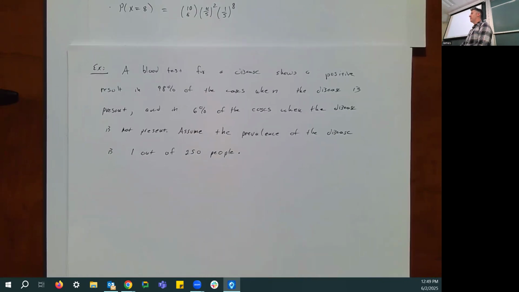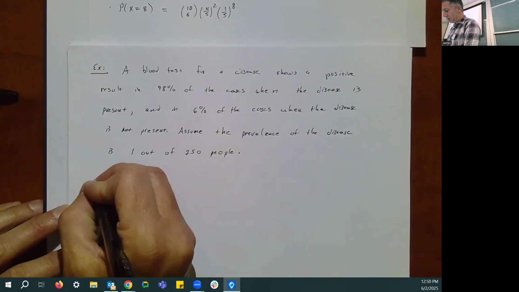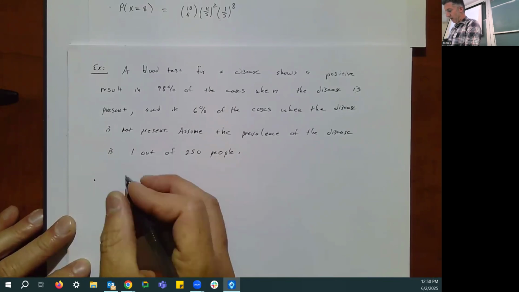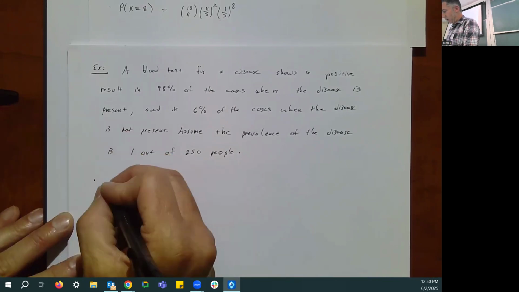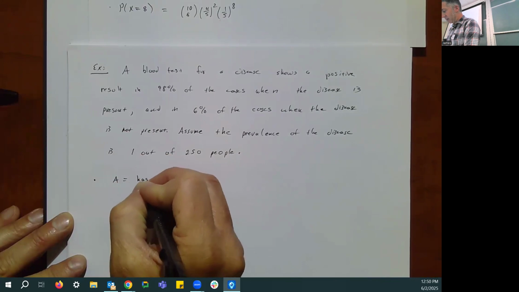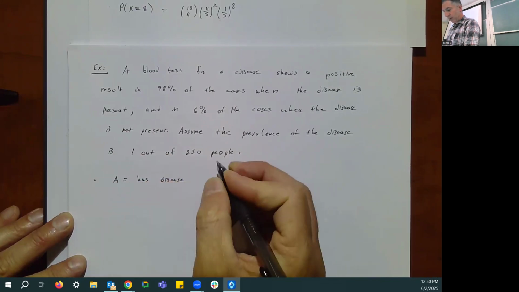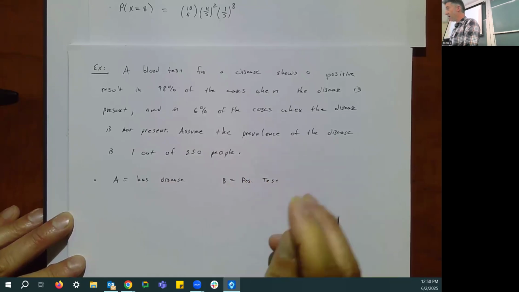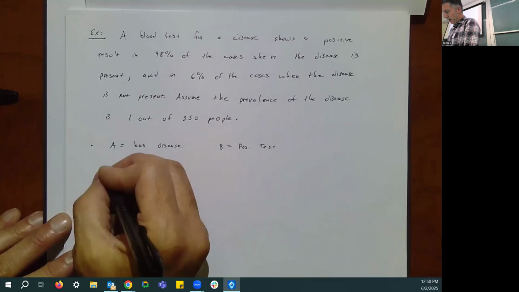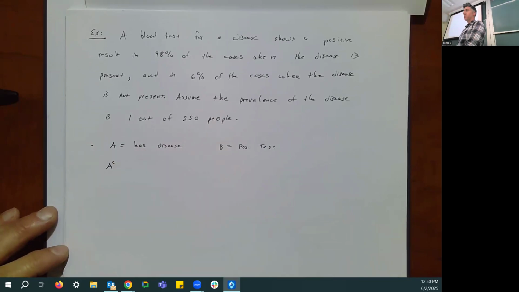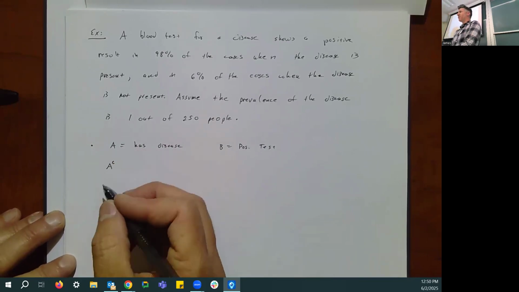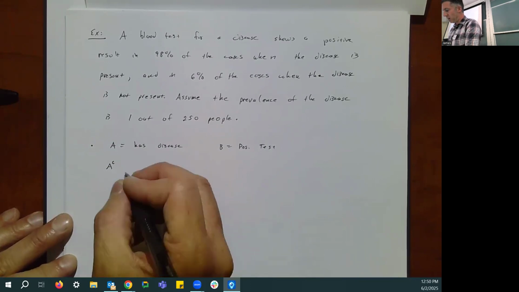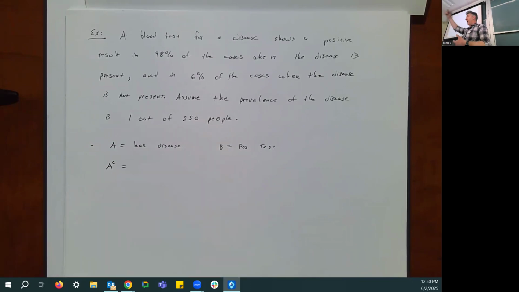Before we get going, let's actually write down what we know. I'll use the notation here. So let's say A is having the disease. B is getting a positive test. And then I don't think we've talked about this notation yet. A complement, people use a C or sometimes a prime, although I think a C is more typical notation here. A complement is everything that's not having the disease, so they don't have the disease.